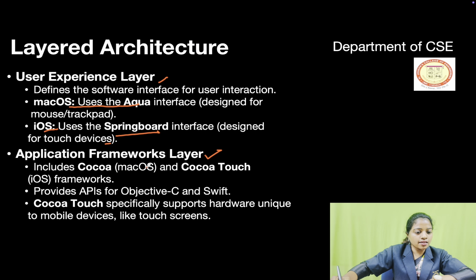The next layer is the application framework layer. It includes Cocoa for macOS and Cocoa Touch for iOS. So for macOS we call that application framework Cocoa, and for iOS we call it Cocoa Touch. It provides APIs, application programming interfaces, for Objective-C and Swift. Cocoa Touch specifically supports hardware unique to mobile devices, like the touch screen.